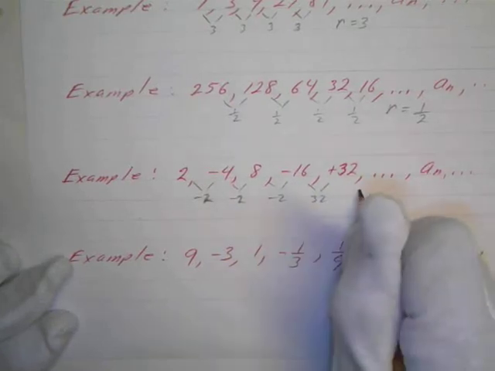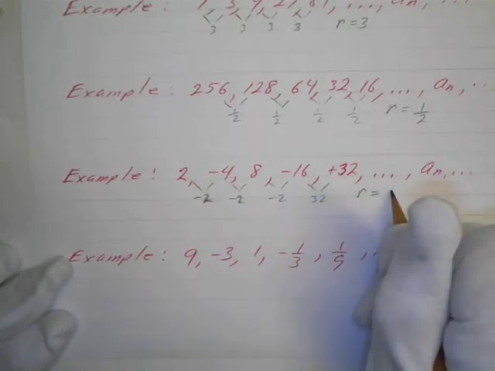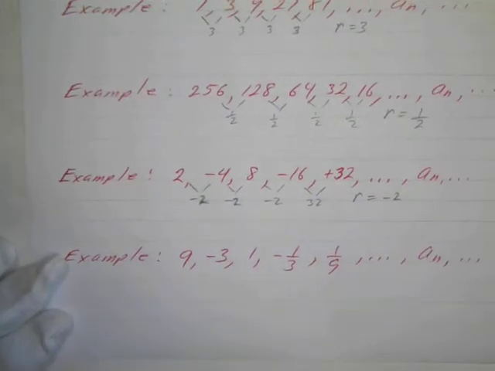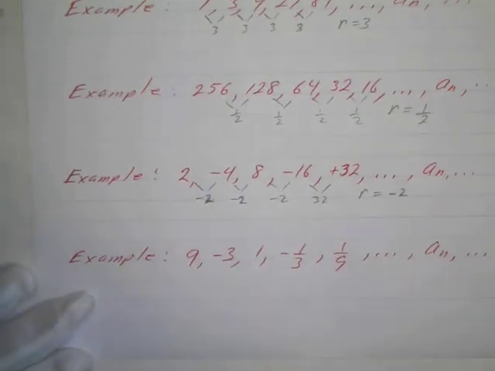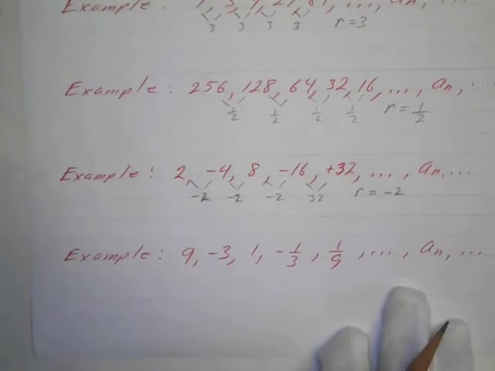So it looks like I do have a common ratio. My common ratio is -2. All right. So if we have a common ratio, and you see the pattern for all the elements, then you must assume that it's a geometric sequence. Okay, one more example.